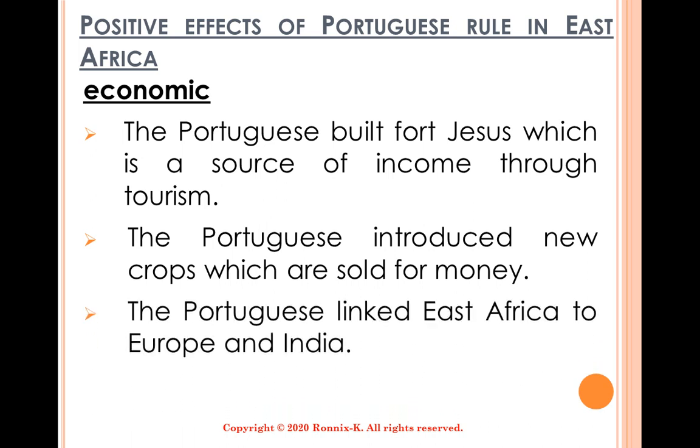Then the Portuguese linked East Africa to Europe and India. Remember, the Portuguese were coming from Europe, so that's the continent. And I will ask you, name the continent where the Portuguese came from. Then they were going to India to get silk and spices. So when they stayed at the East African coast, they linked East Africa to India and their homeland, Europe. Let me hope that you've understood that. And today, very many people go to Europe, many people go to India for trade.